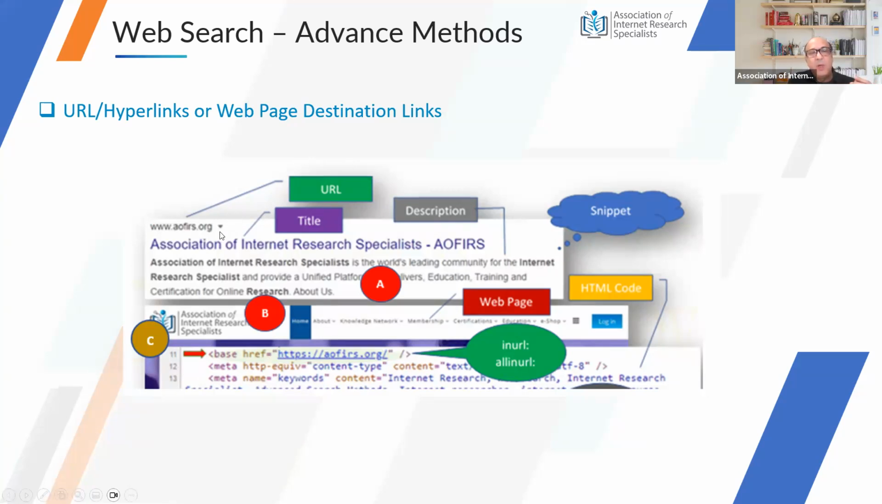Let's suppose I run inurl colon AOFIRS, not necessary to put .org. If I put the word AOFIRS, it is going to look for the URLs that contain the word AOFIRS, no matter where it is. It could be in the domain or somewhere in the rest of the URL structure itself. It will just match the word AOFIRS. And this is where it is pulled and shown in the snippet, as you can see.